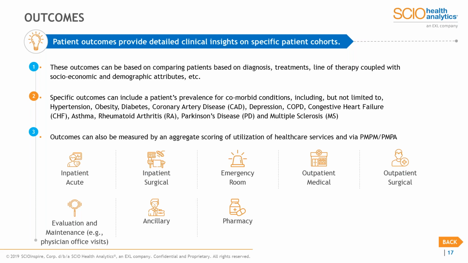But at the end of the day, outcomes can be compared based on diagnosis, treatment, line of therapy, socioeconomic, and demographic attributes. If you think of all of those insights at the patient level, they can be modeled to come up with a way to think about what positive outcomes you're trying to attain. And then furthermore, what type of clinical socioeconomic metrics we're trying to attain amongst a payer and a life sciences client. We can look at comorbid conditions.